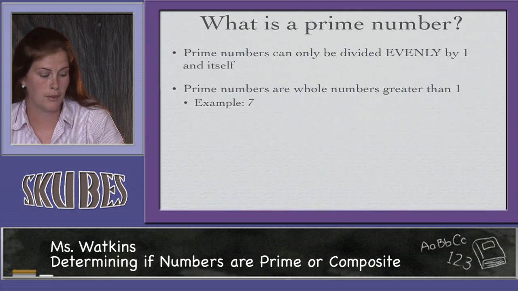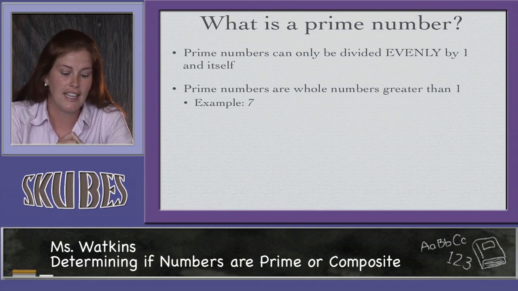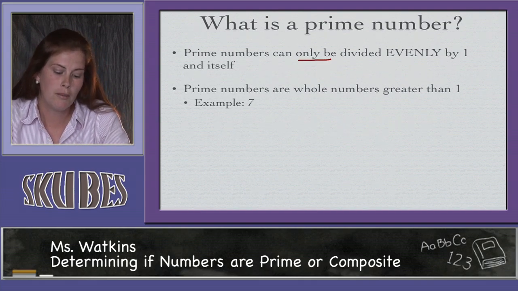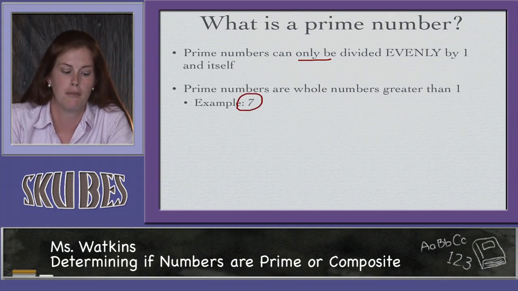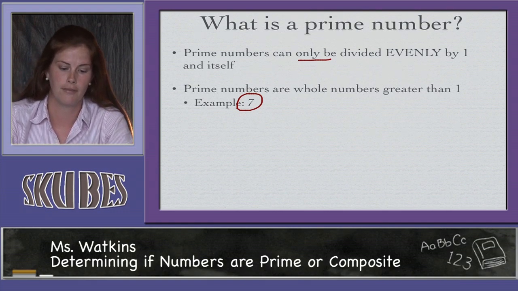What is a prime number? Prime numbers can only be divided evenly by 1 and itself. Prime numbers are whole numbers greater than 1. So, for example, the number 7 is a prime number because it can only be divided evenly by 1 and itself.